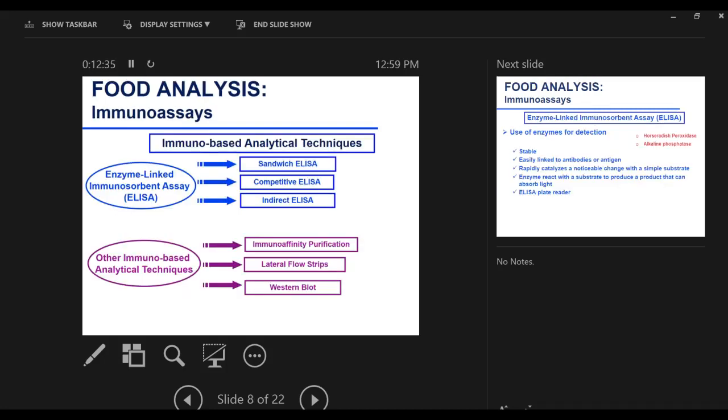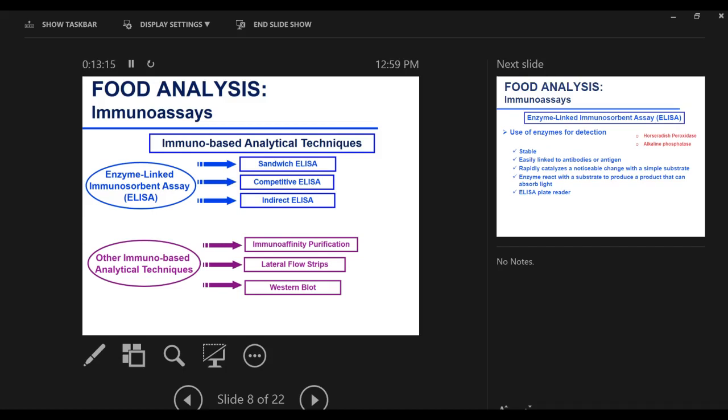Okay, so now in terms of analytical techniques, the most common analytical technique is ELISA. And I'm sure many of you heard of it. It stands for enzyme-linked immunosorbent assay. We use enzymes for detection, okay, so that we can convert the substrate into a product that is a chromophore, so you can measure absorption. Okay, so it is ELISA, and we have sandwich ELISA, which we will talk about, competitive ELISA, and indirect ELISA. These are the most common ELISAs that are used.